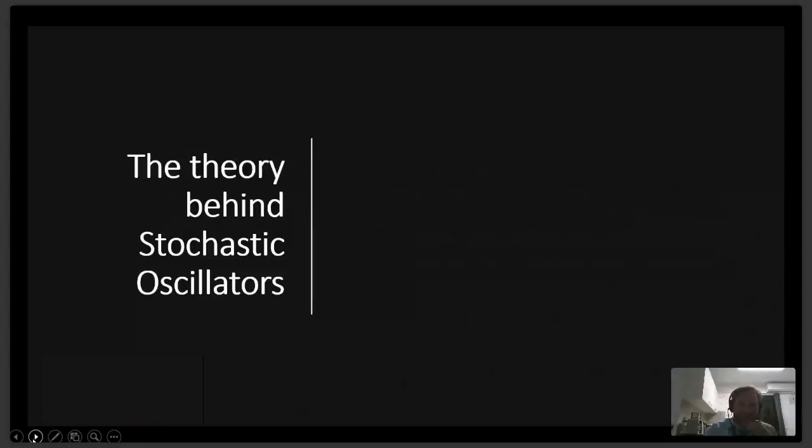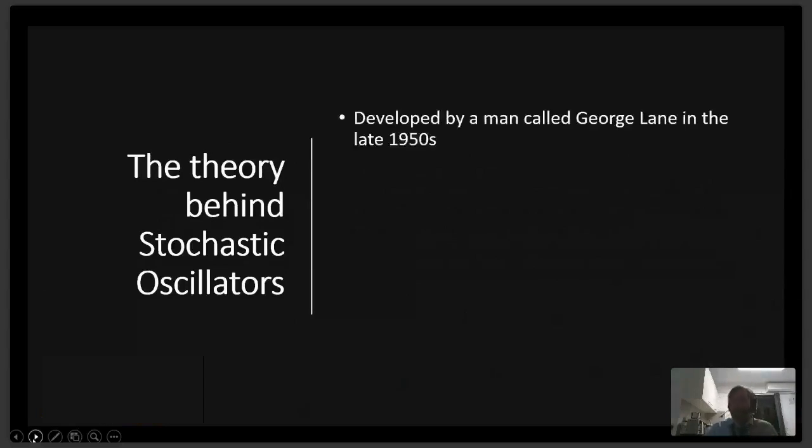Now, the theory behind these oscillators was developed by a man called George Lane in the 1950s. As a side note, I find this quite interesting because a lot of other technical theories and indicators are named after the people who developed them. Elliott Waves, John Bollinger for Bollinger Bands. But the theory behind stochastic oscillators was developed by George Lane, and his name is not even mentioned, which I think is great.